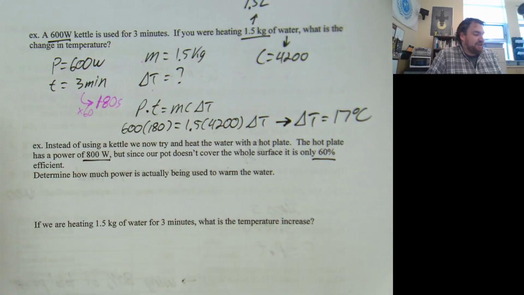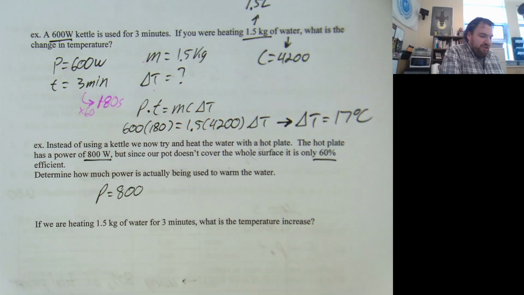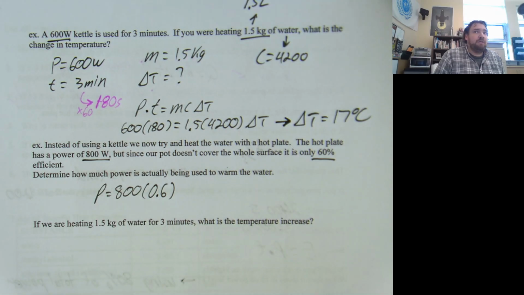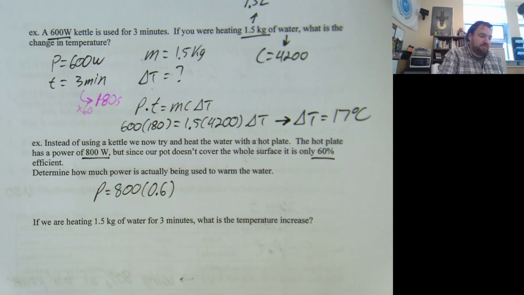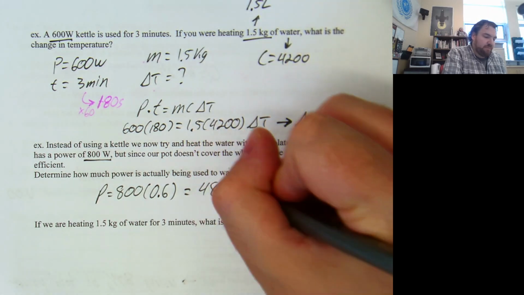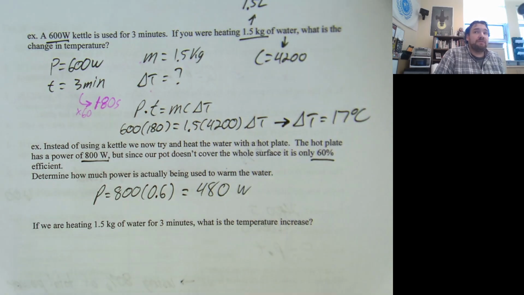How much power is actually being transferred? Well, the power available is the total wattage times the percentage as a decimal that's actually being used. 8 times 6 is 48. So 800 times 0.6 is going to be 480 watts.